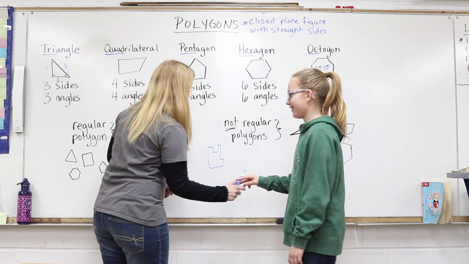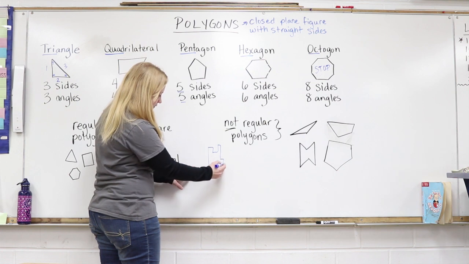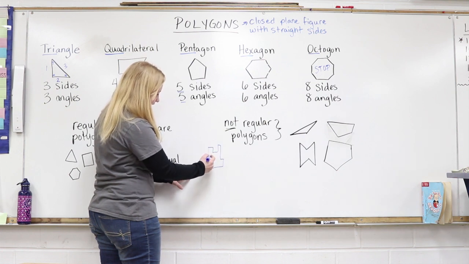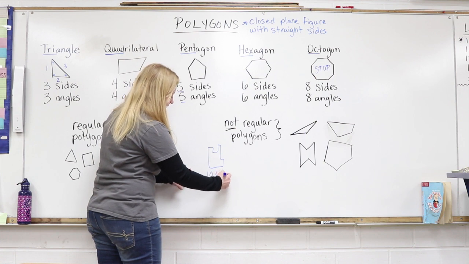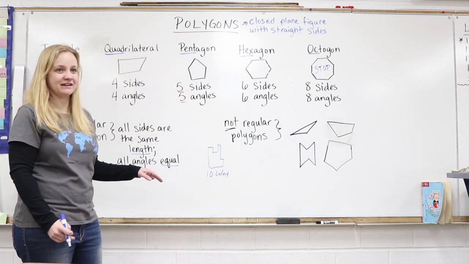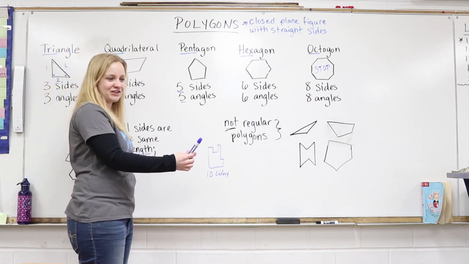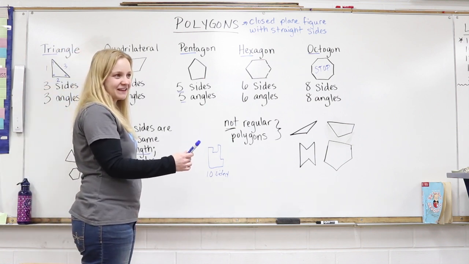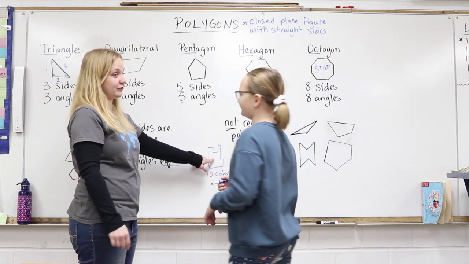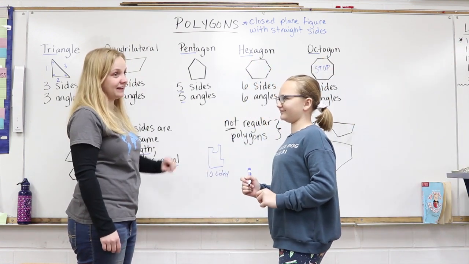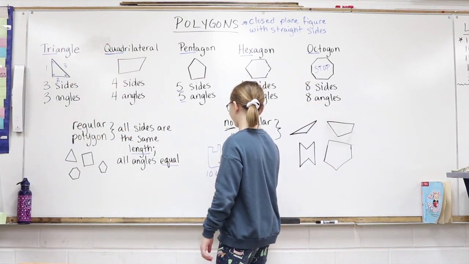Okay, there we go. We've got a polygon with, let's count our sides, 1, 2, 3, 4, 5, 6, 7, 8, 9, 10. It's a 10-sided polygon. But it is a polygon because it's closed and it has straight sides. We got one more and then we're done with this section. Gracie drew a not regular polygon. As you can see, not all of the sides are the same. Okay.